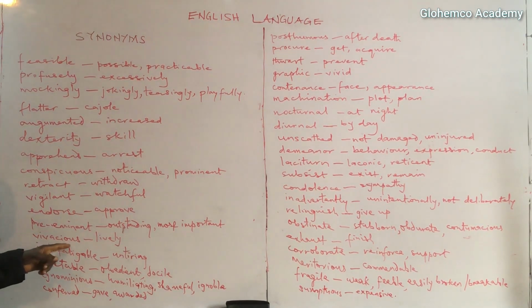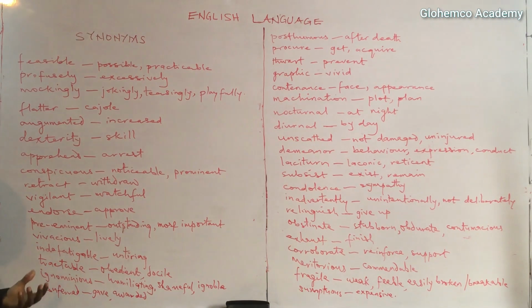So then we have vivacious. To be vivacious means lively. Now you can refer to a city as being vivacious. You can refer to a single person as being vivacious. Not to be dull, but lively, vivacious.